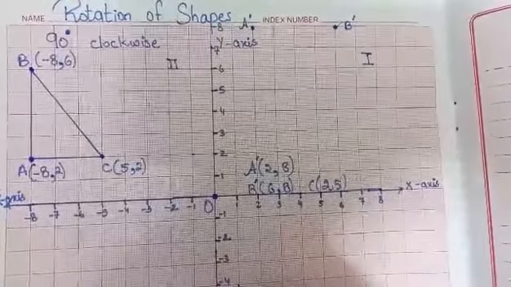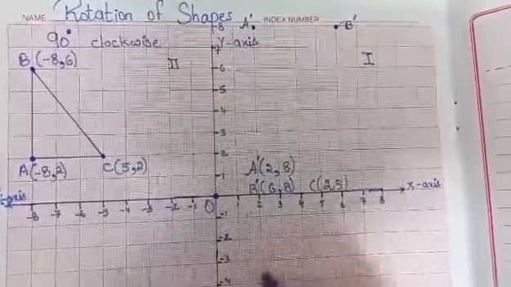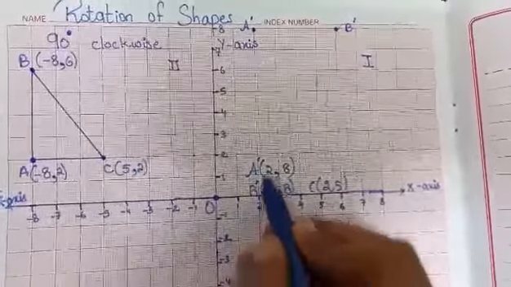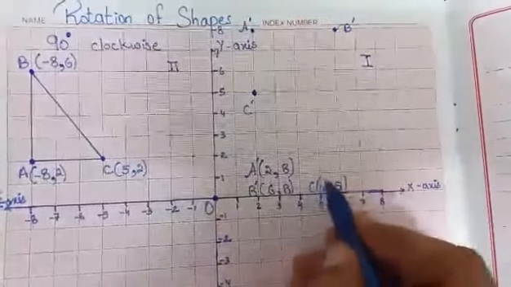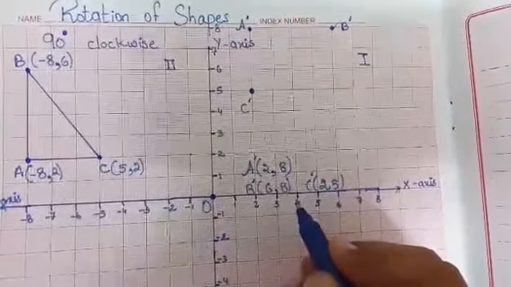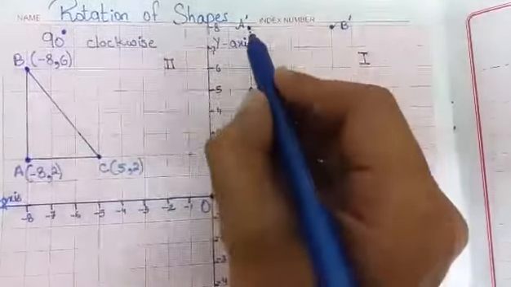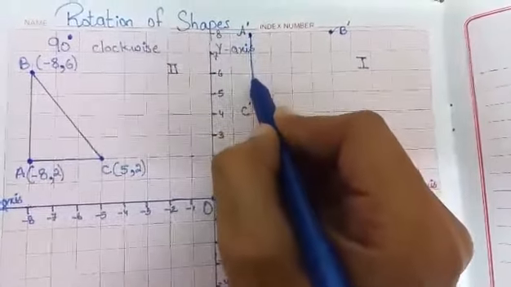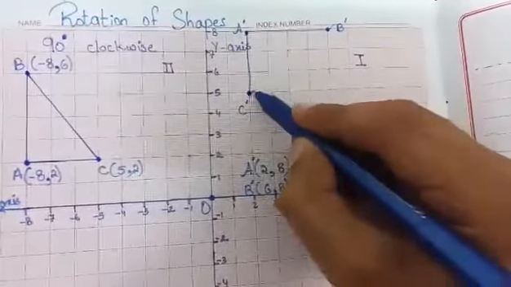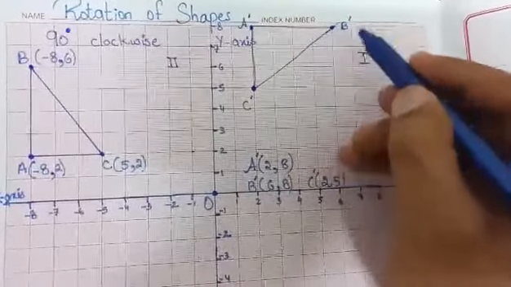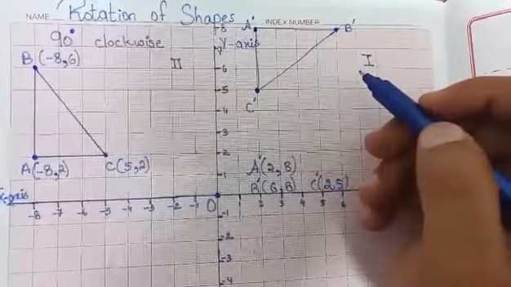And the last value is C. The coordinates are 2 and 5. So 2 and 5. So this would be C prime. Now when we are going to join the shape, so this is the shape that we are going to get, and this is the rotation 90-degree clockwise.